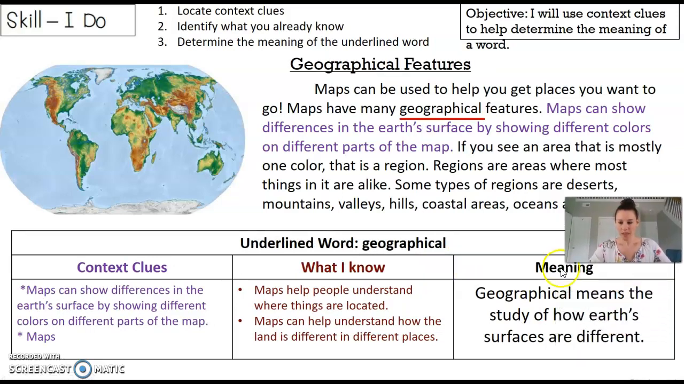And our meaning of geographical, it means the study of how Earth's surfaces are different. So I used my context clues. Maps can show differences on Earth's surface, and I also can use what I know. So maps help people understand where things are located. Maps can help understand how the land is different. Putting all those things together, it helps me understand that the word geographical means the study of how Earth's surfaces are different.